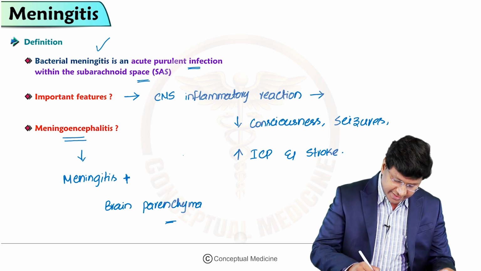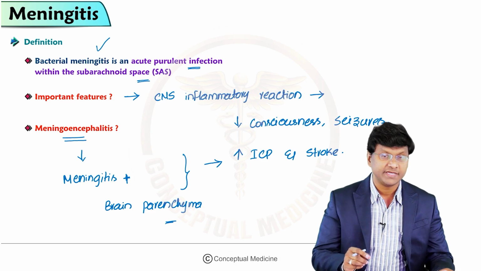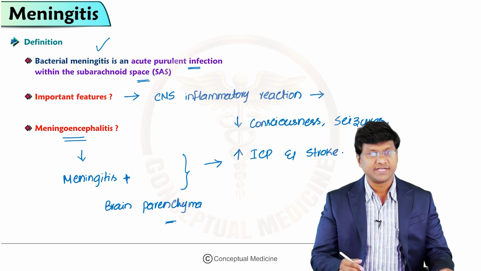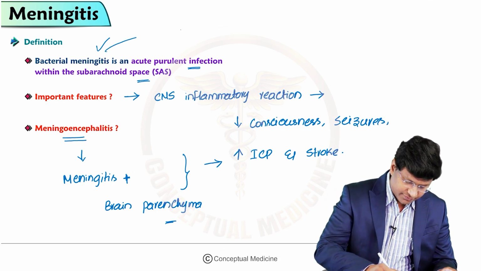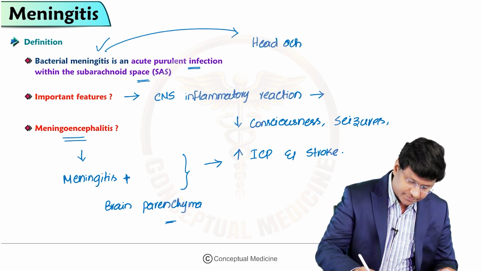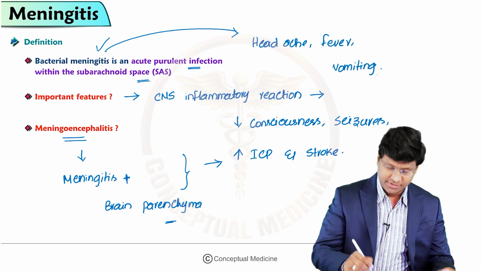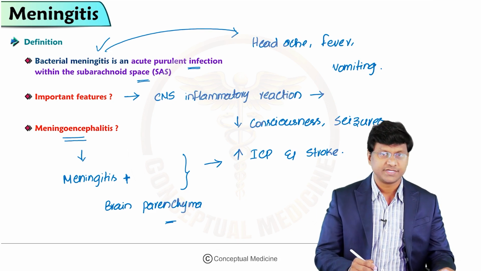And in case of meningoencephalitis, these manifestations are very common. When there is involvement of the encephalon, that is brain parenchyma, that is the point when the individual will have decreased consciousness, seizures, raised intracranial pressure, and the development of stroke. Whereas in meningitis, the individual will have mainly the clinical presentation of headache, fever, and vomiting. So these will be the manifestations in case of only meningitis.